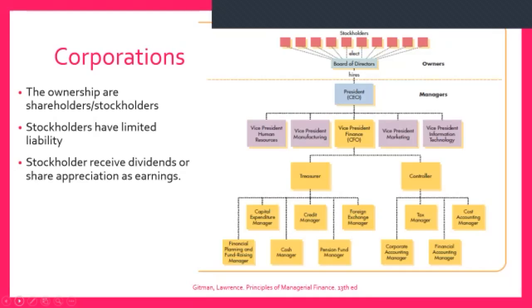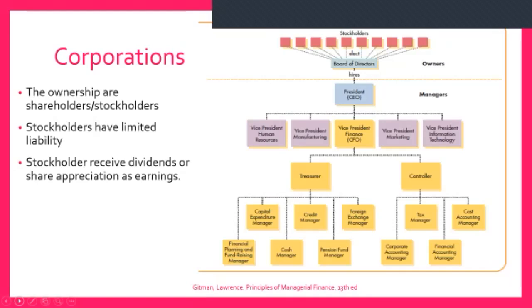So the president can't do all the work by himself. He's responsible, or he reports to the board of directors. So he has underneath him vice presidents who are in charge of different units within an organization. We have HR units, so you have a vice president of HR, vice president of manufacturing, vice president of finance, who you would call your chief financial officer, Vice President of Marketing, Vice President of Information Technology. So this type of organization chart could basically be for a manufacturing organization.